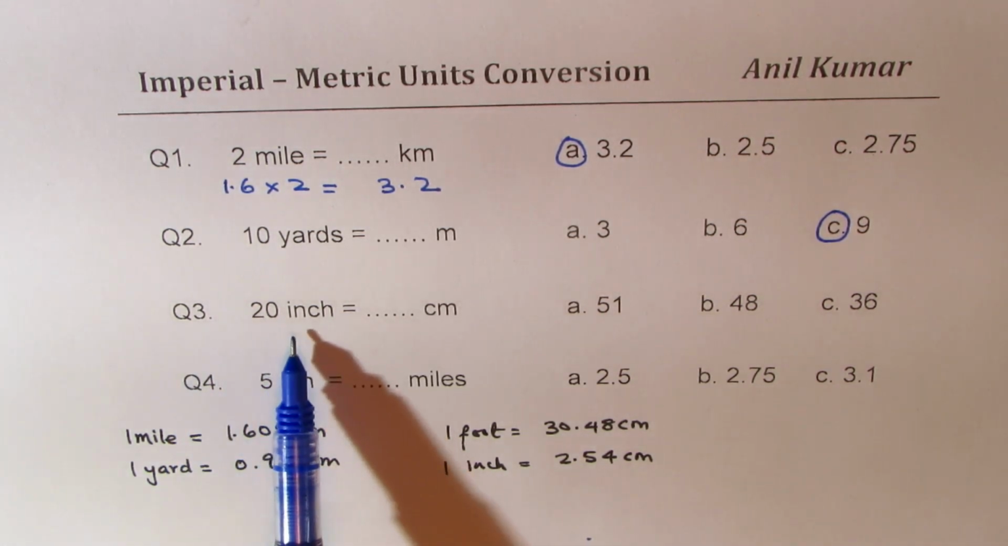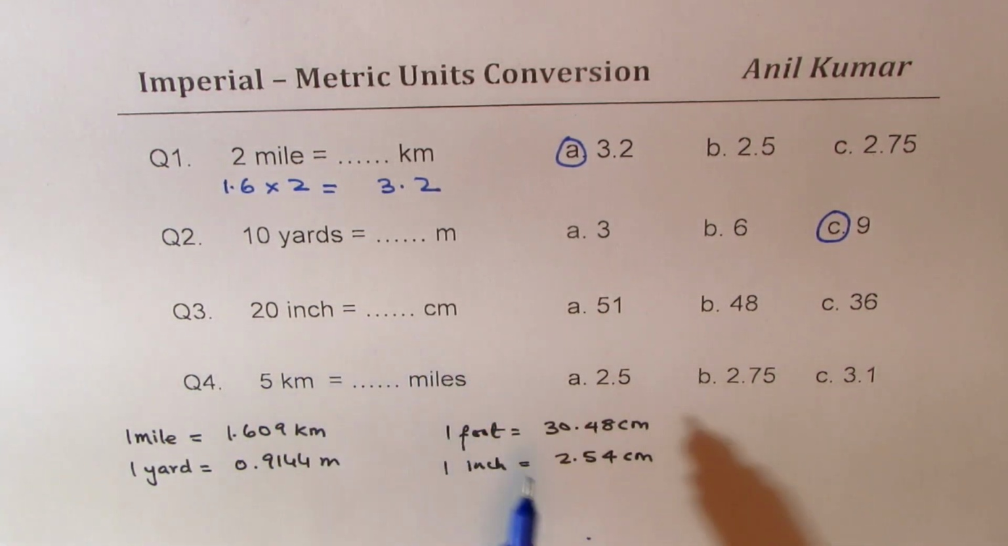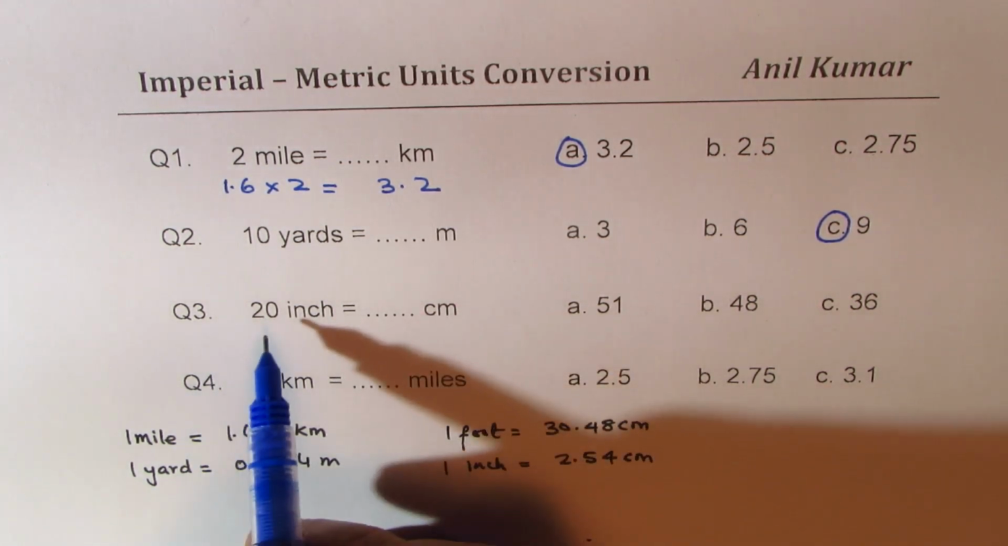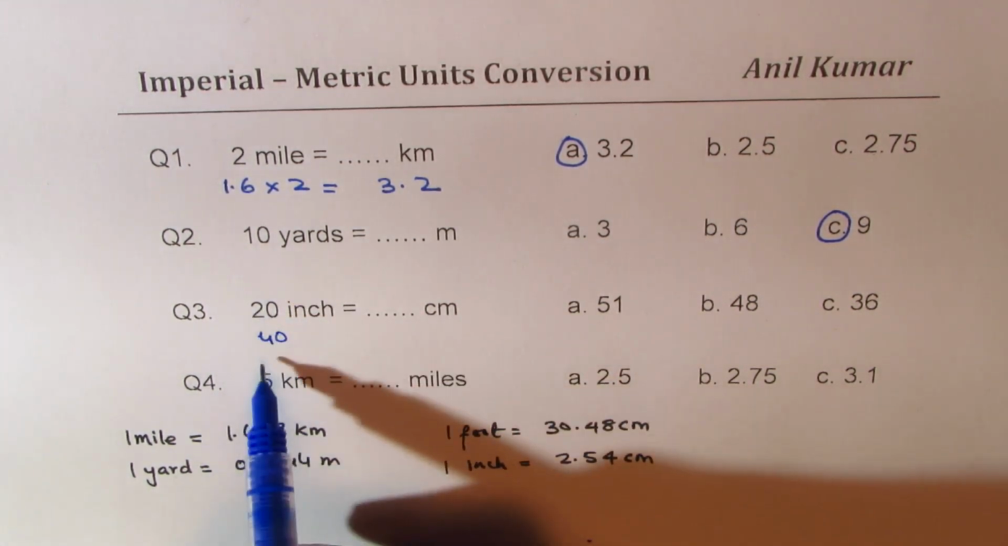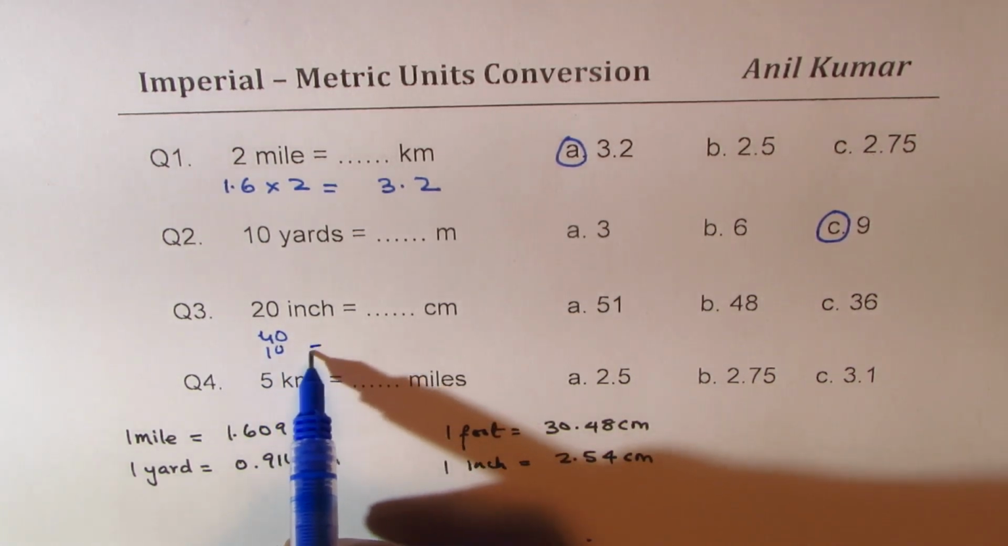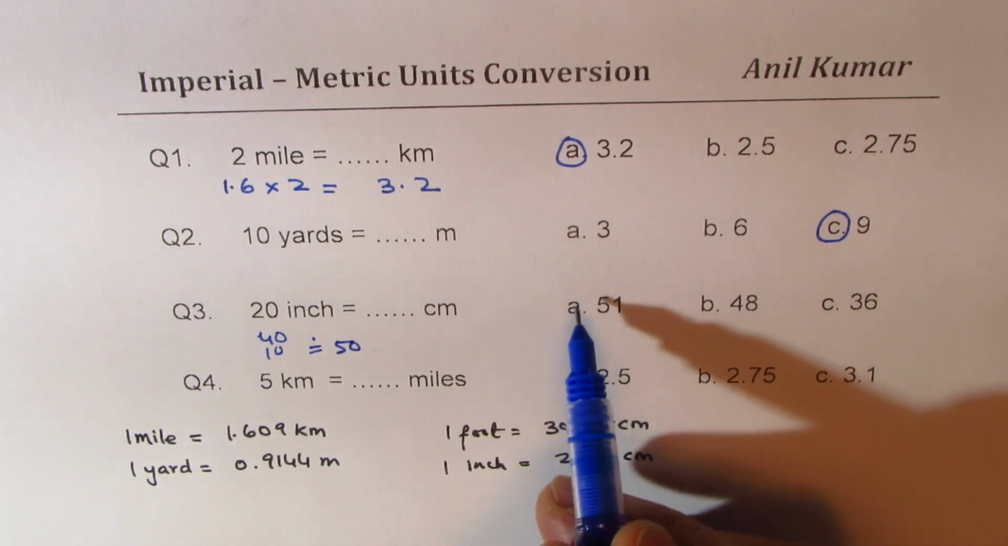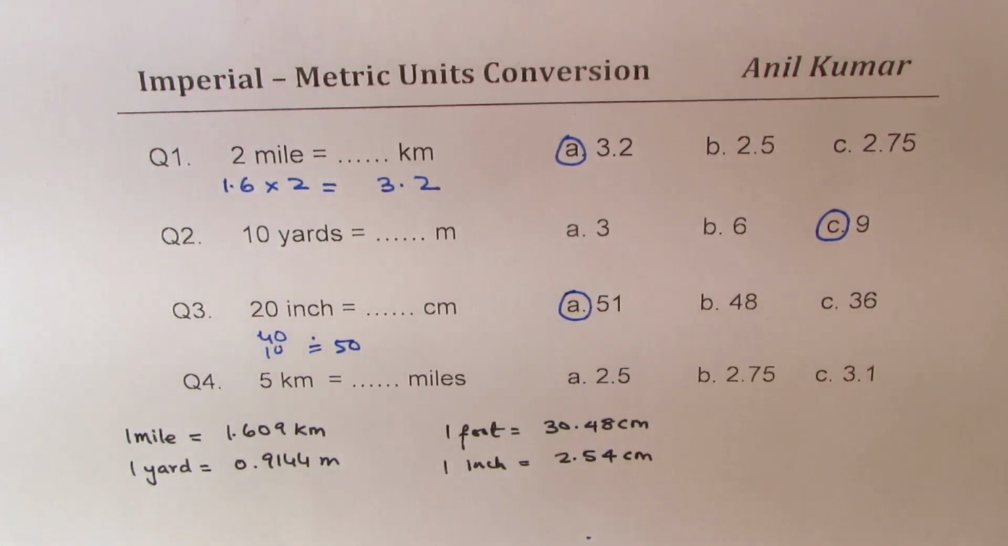Question 3. Inches to centimeters. 2.54 is the conversion factor. So multiply by 2 and then add half of it to get an approximate value. Do you understand? So if you double this, you get 40 and half of this is 10. So approximately this gives you around 50. In a multiple choice question, 51 is a very good option.